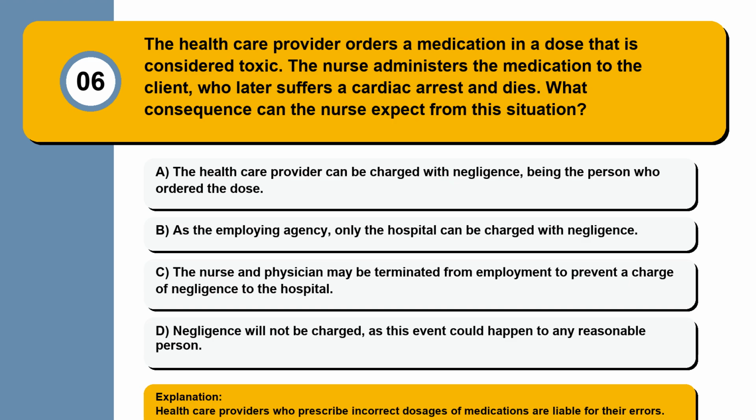Healthcare providers who prescribe incorrect dosages of medications are liable for their errors. The nurse is open to a charge of negligence for failing to verify and question the incorrect dose. The hospital can be sued as the responsible employing agency, but the healthcare provider and the nurse can also be charged with negligence. Terminating the healthcare provider and nurse from employment would not stop a lawsuit charging negligence for employee actions that have already taken place.